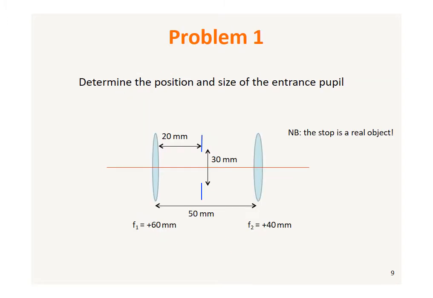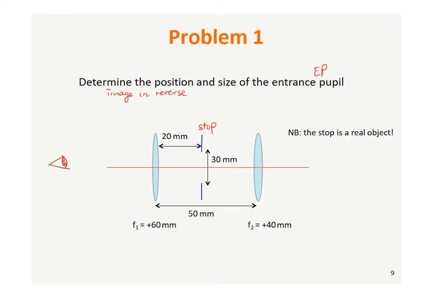So in this problem, you're going to find the position and size of the entrance pupil. That is the side that light enters from, which is the object side. So we're going to view from here. So here is our stop. We are going to find out the size of the entrance pupil. We need to image in reverse now because we're viewing from the object side.